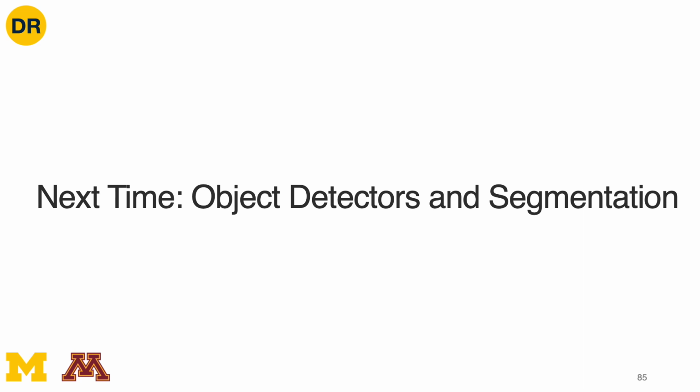Next time we're going to talk about some more advanced, more recent object detector models. We'll talk about Fast R-CNN, Faster R-CNN, and also a semantic segmentation model, Mask R-CNN. So after next week's lecture, you'll have all of the content you need to implement the Faster R-CNN model in Project 3. And with that, I'll stick around to answer any questions.